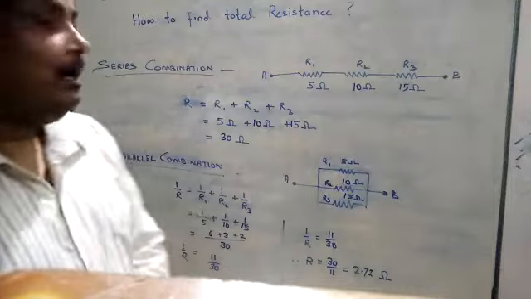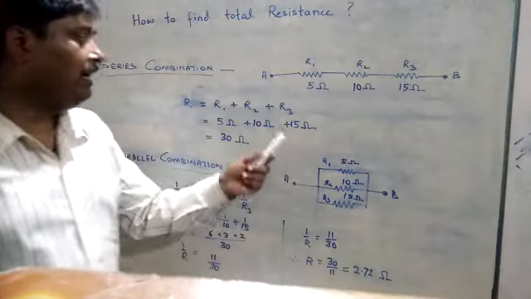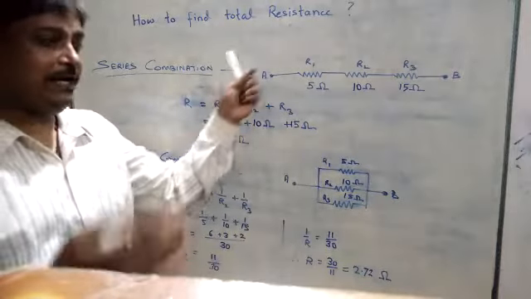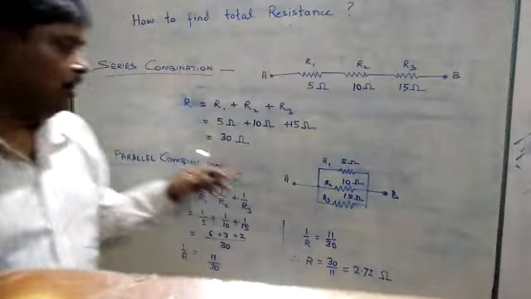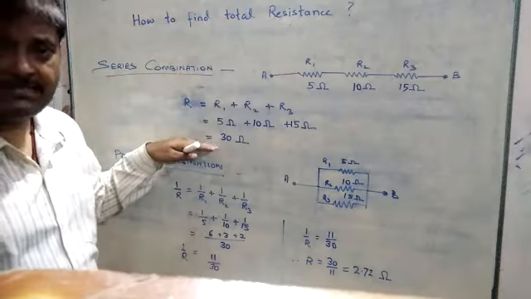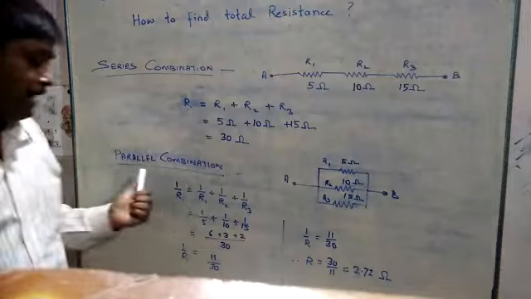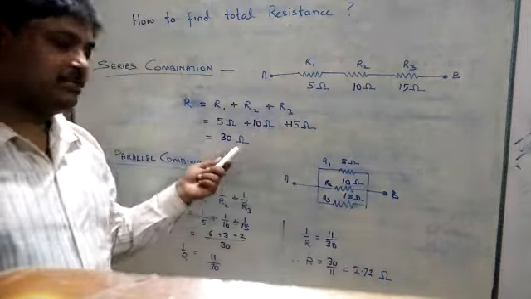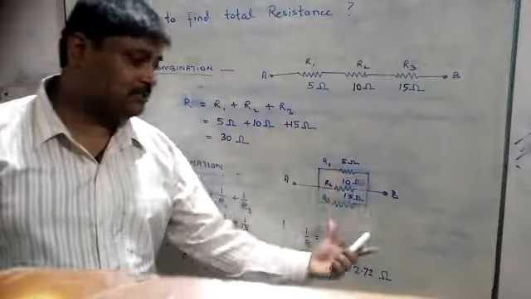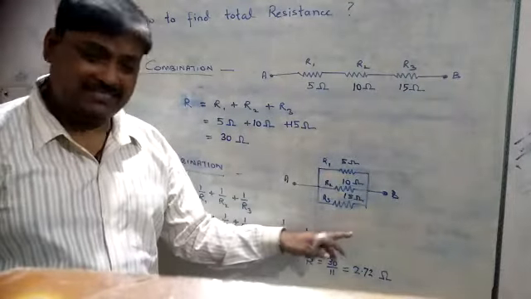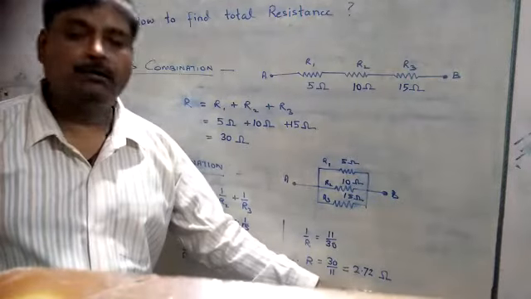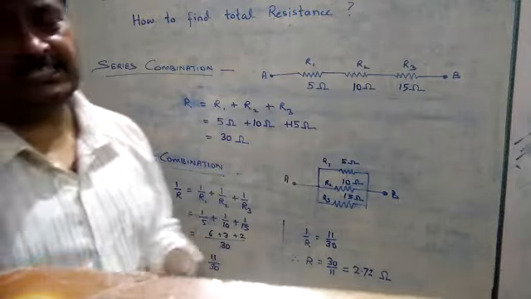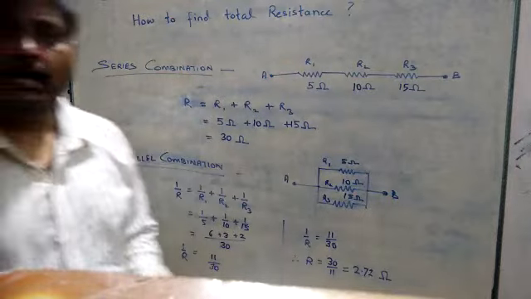Again we find the difference between series combination and parallel combination. While joining the resistors in series combination, we get more resistance, while joining the resistors in parallel combination, we get less resistance. In series combination we are getting 30 ohm, while the same resistors combined in parallel give 2.72 ohm. That is the difference between combining the resistances in series combination and parallel combination.